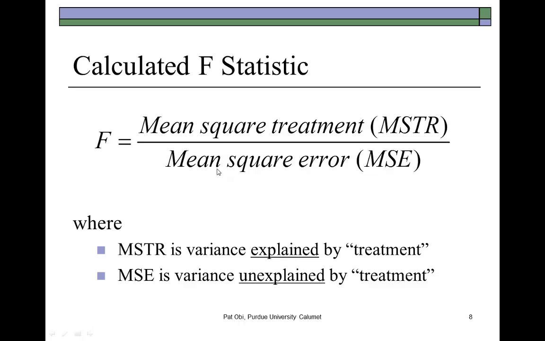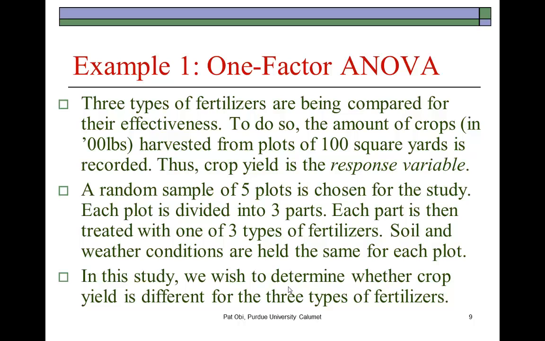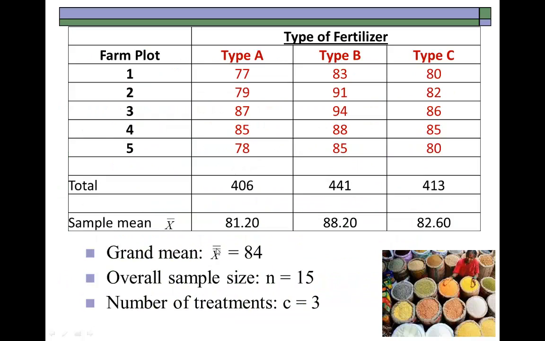And you divide that by the mean square error, which is a measure of the unexplained variation in the populations that you are evaluating. And so we're going to proceed with this example, which I encourage you to read up first of all, and then here is the summary of it.